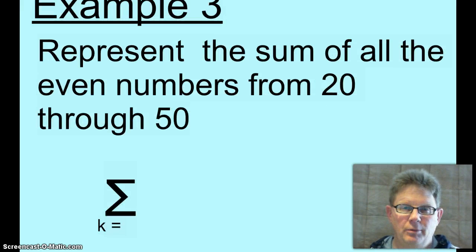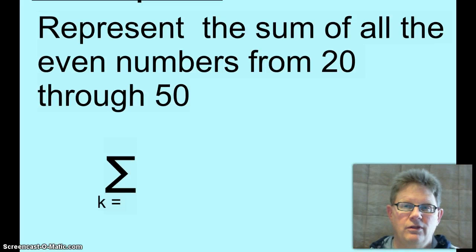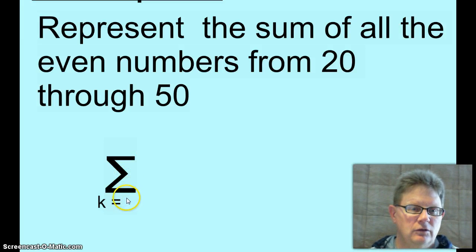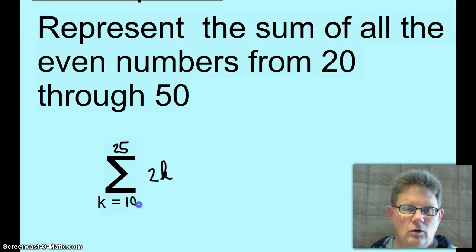Example 3. Represent the sum of all the even numbers from 20 to 50. So k equals 10 to 25. This is the way I'm doing it. 2k. There you go, because that will double them all. 20 plus 22 plus 24. I should have probably given you a little bit of time to think about that one. I'll do that on the next one. Sorry about that.